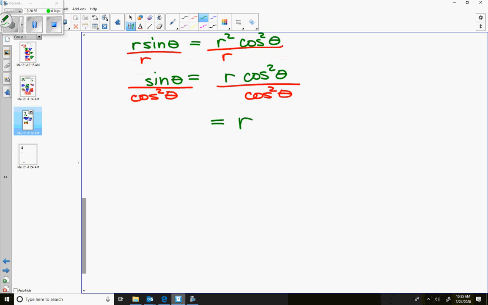Now, you may not need this, but I'm going to go ahead and separate just to make sure I don't lose anybody. I still have a sine theta on top, but on bottom we have a cosine squared theta, which would be a cosine theta and another cosine theta. So looking at it like that, we can see then that r is tangent theta, secant theta.